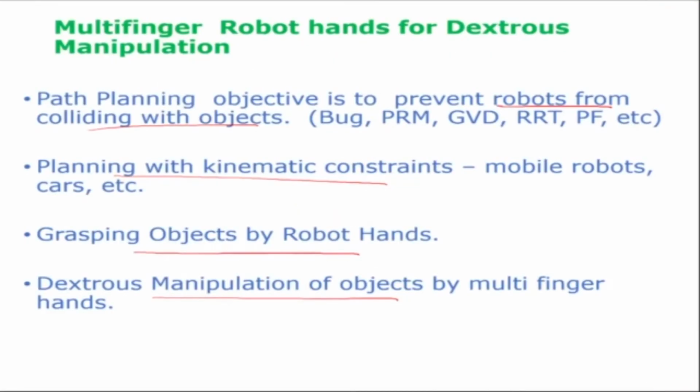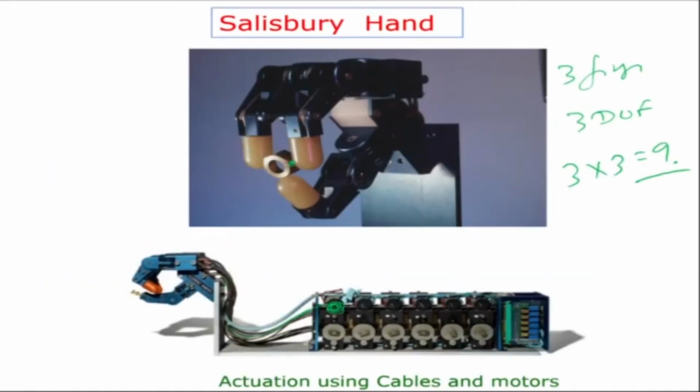Now, we had seen that multi-finger robot hands are basically used for dexterous manipulation. That means when you're catching an object and rotating or manipulating it, you're imparting a particular trajectory. You're expecting that the grasped object is going to follow a particular path. We saw that there are different kinds of robot hands. There can be a 3-fingered robot hand, which is called the Salisbury hand. It has 3 degrees of freedom on each finger, and in total it has 9 degrees of freedom, and it is actuated by wire or cable kind of drives.